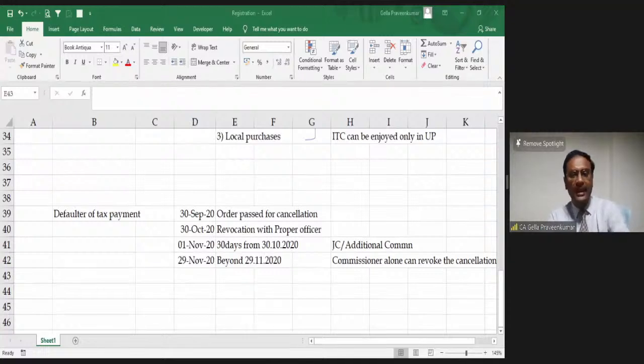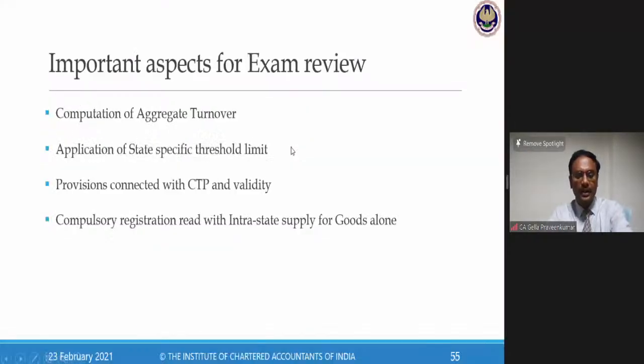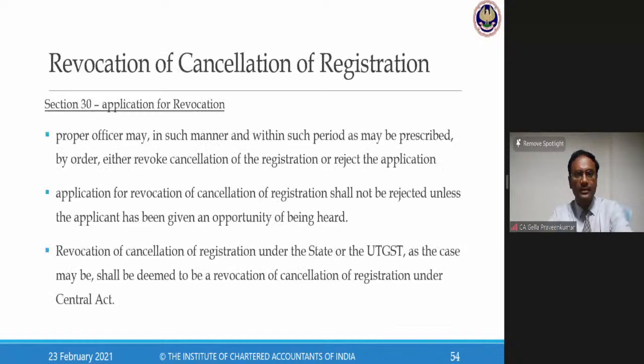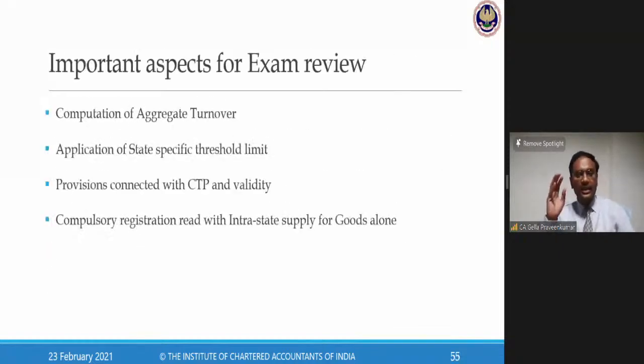Okay. Now, from the examination point of view, what do we need to keep in mind from this chapter called registration? First aspect: computation of aggregate turnover. Let me come back to my PowerPoint presentation. Hope you are able to see it. Yes. This is my examination point of view. In the examination, a 6 marks question has 4 marks weightage for calculation of aggregate turnover, and 2 marks for drawing your conclusion on the basis of section 22.